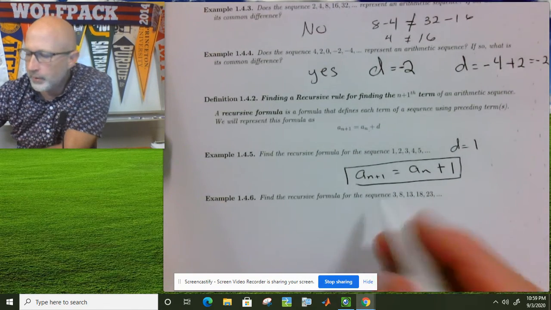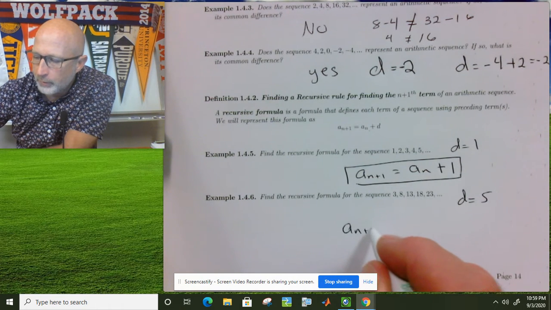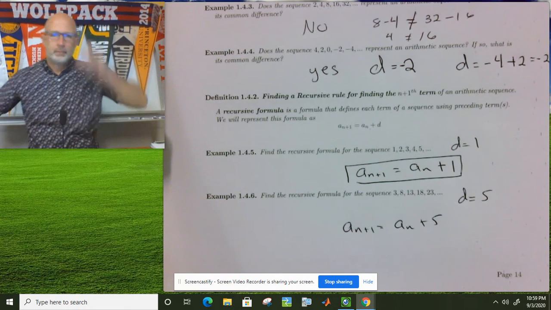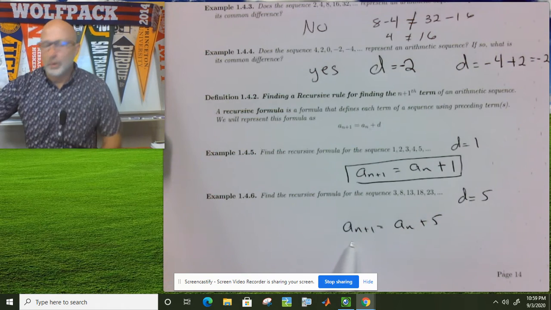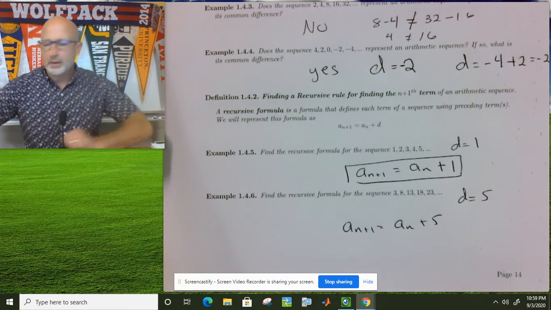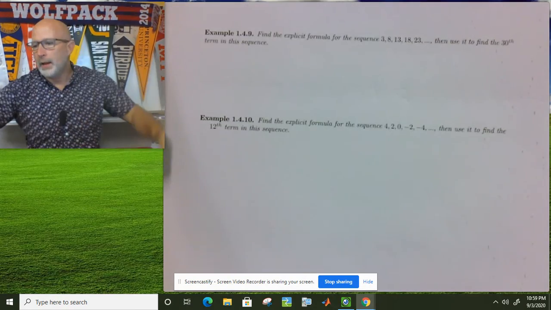Okay, so doing this one, we also figured that that was equal to 5. So I have a of n plus 1 is equal to a of n plus 5. That's it. Once again, to get any term in the sequence, all I need to do is go to the one prior to it and add the common difference.